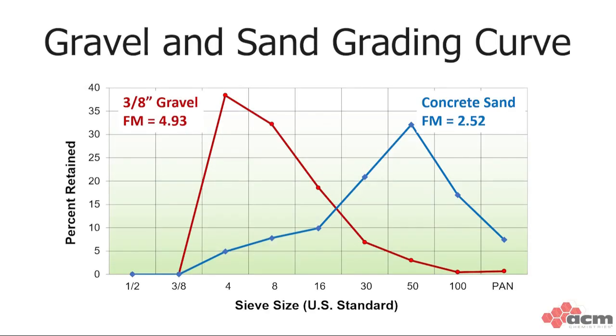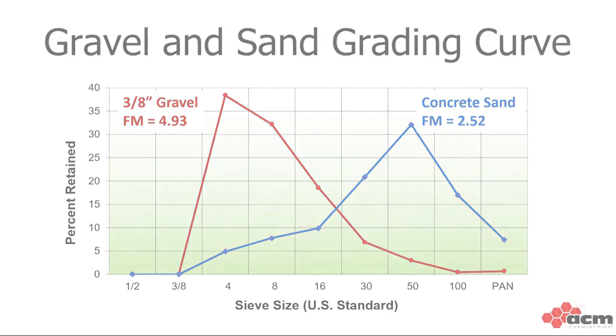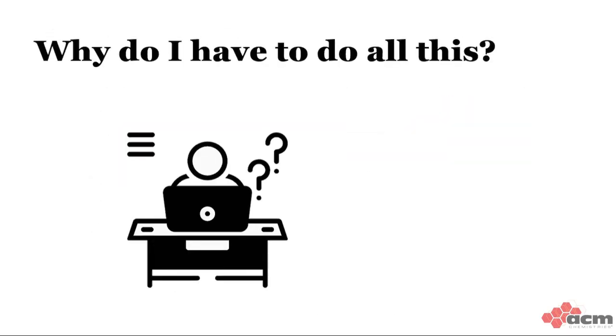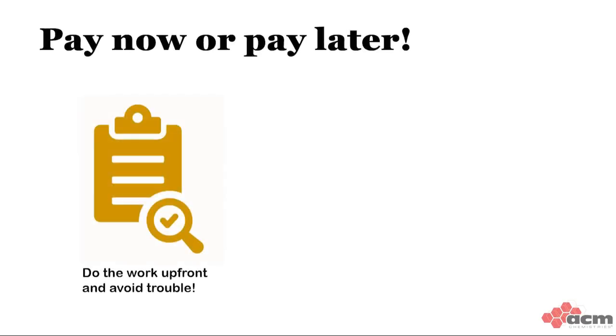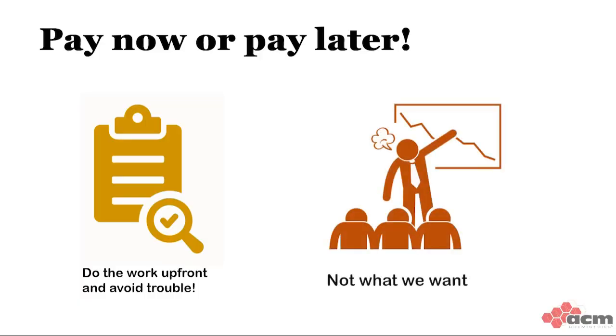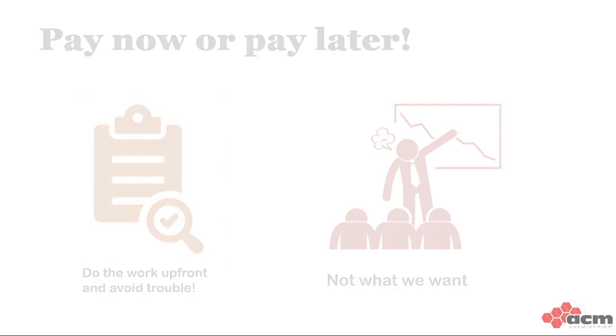Also shown on the graph is the curve of a typical sand. It has a lower FM of 2.52, and you can see it's much finer than the 3/8" stone. So you may ask, this seems like a lot of work for a bunch of rocks. Why should I care? Well, because the consistency of our aggregate sizes is very important to our final product quality. A little work up front can save you a bunch of trouble down the line.